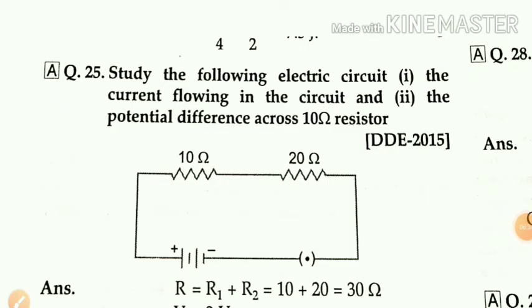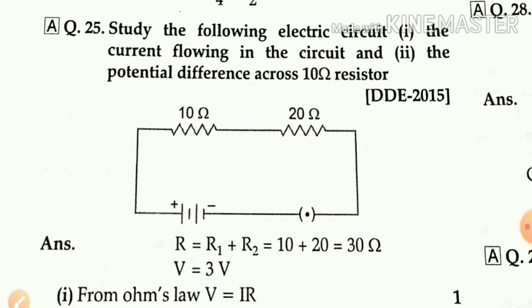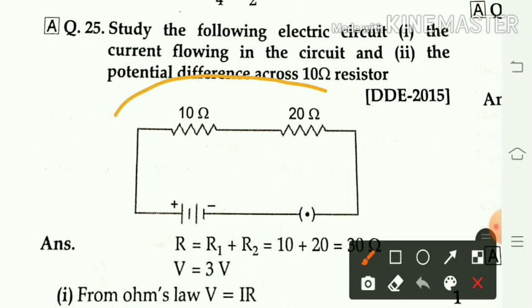According to all these electricity formulas, we are going to solve some numericals which are asked in the CBSE board exam. Now, you see here the question: study the following circuit. Then calculate the current flowing in the circuit and the potential difference across the 10 ohm resistor. Here you can see this diagram.